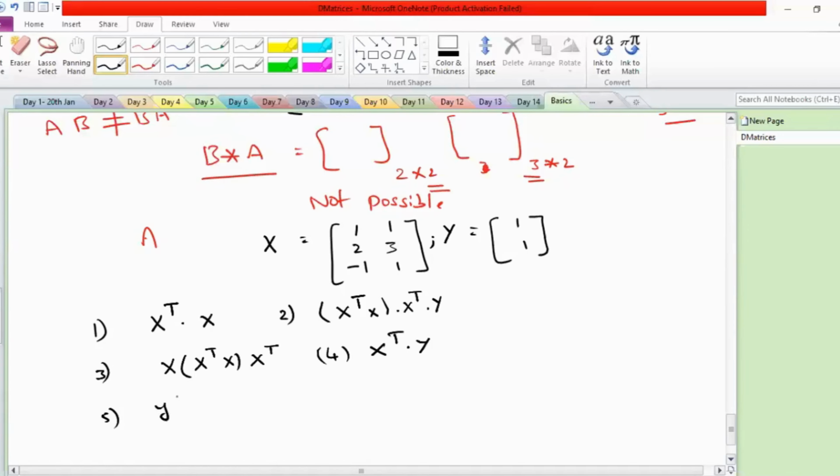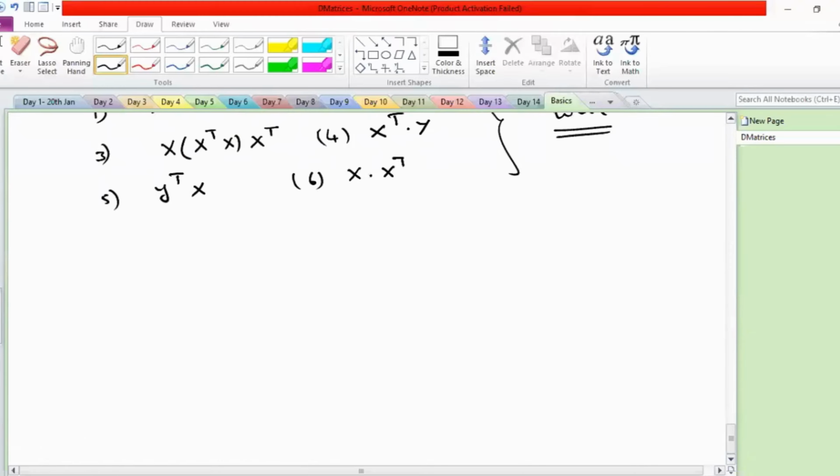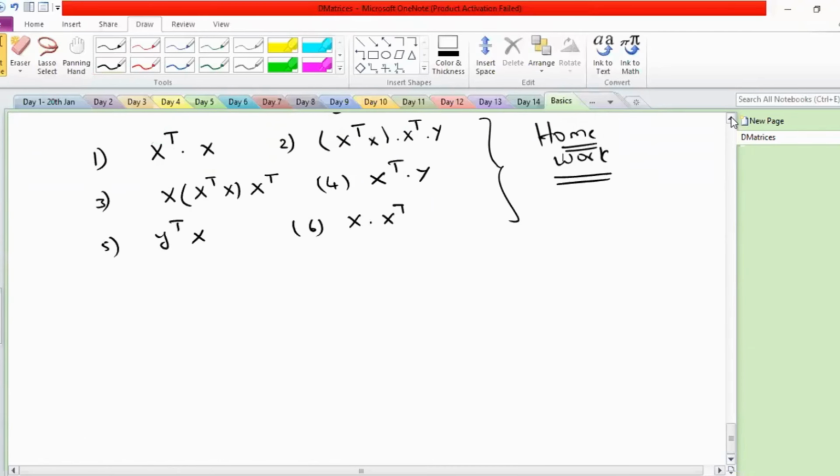Fifth one, Y transpose X. Sixth one, X into X transpose. Do this as a homework, my dear friends. When you get into the actual machine learning, then you will know the importance of these things. Okay. That time anyway we have to talk about when we use the word beta. Okay.